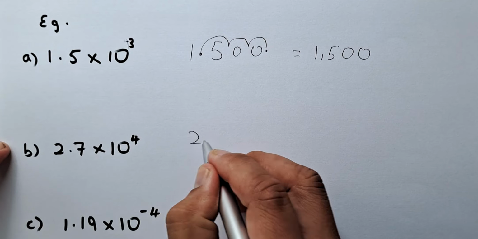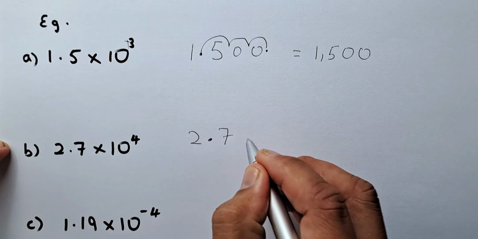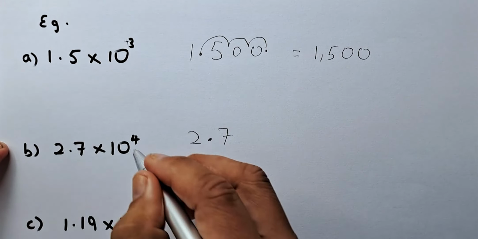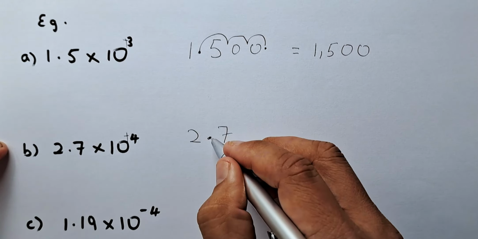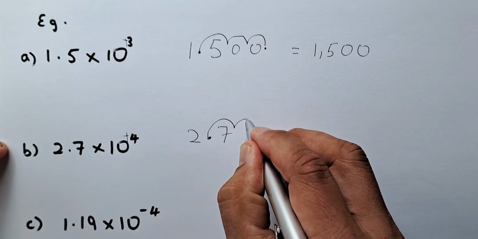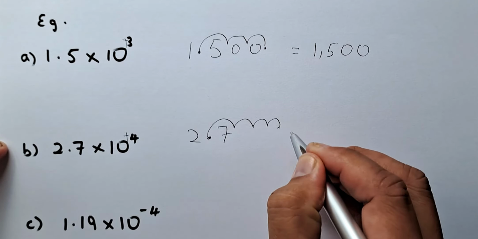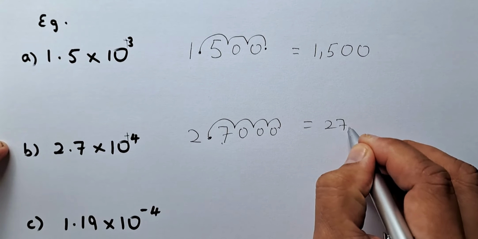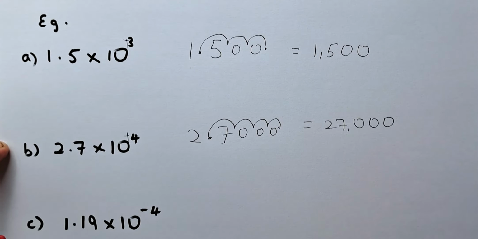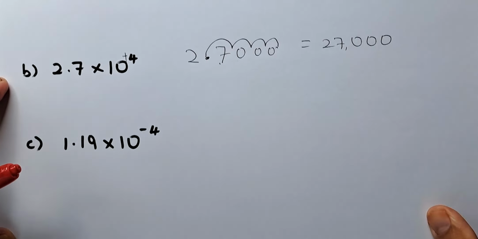Now the next one, 2.7 times 10 to the power 4. Because this is a positive 4, again you move 4 decimal places to the right: 1, 2, 3, 4. So you're going to be here. Add the zeros, and it's going to be 27,000.